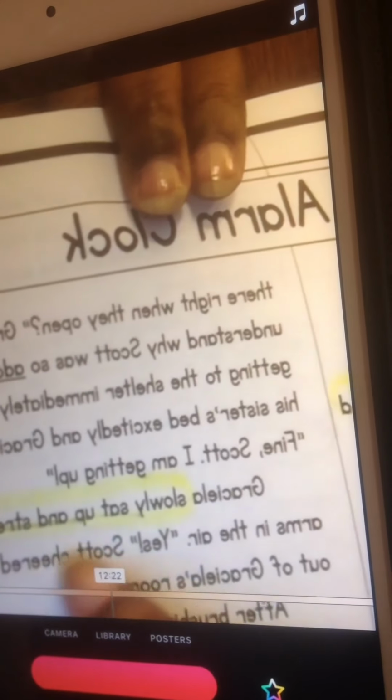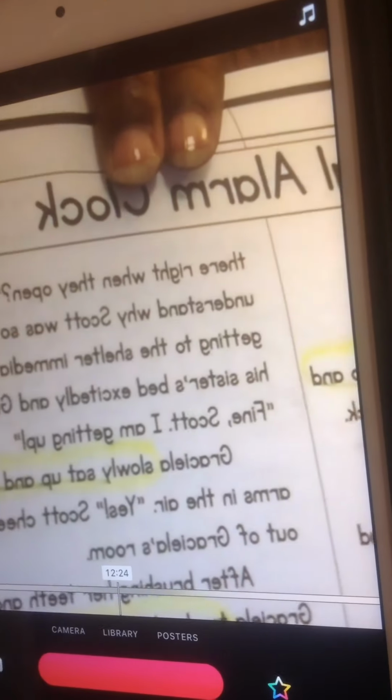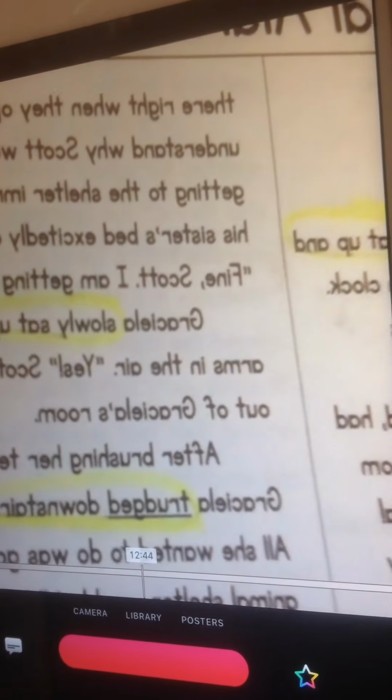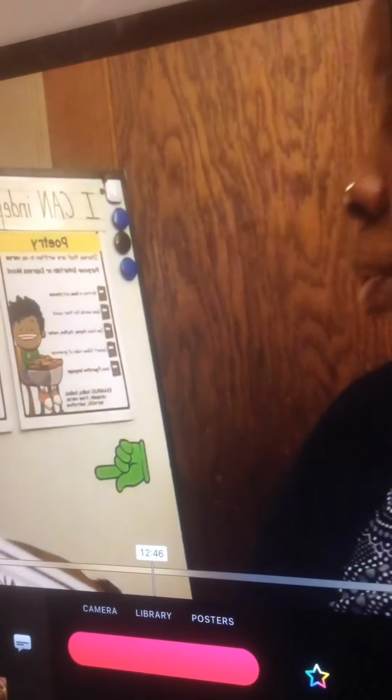Slowly sat up and stretched. Again, you won't see that. You're going to read it when it comes to prose. Another action word is trudged downstairs. Again, this is something that you will read, not see. So that is how you determine prose.